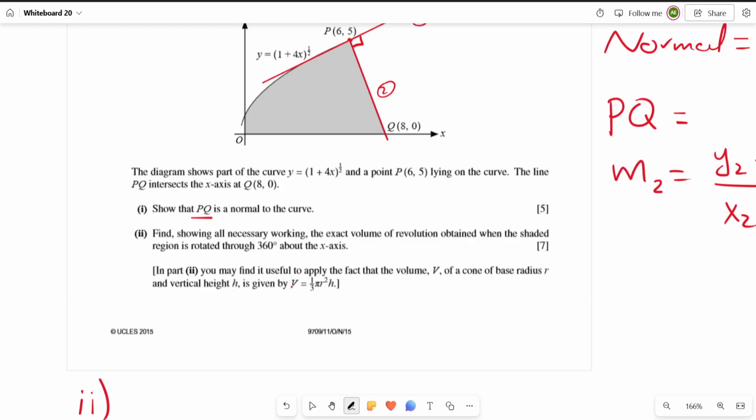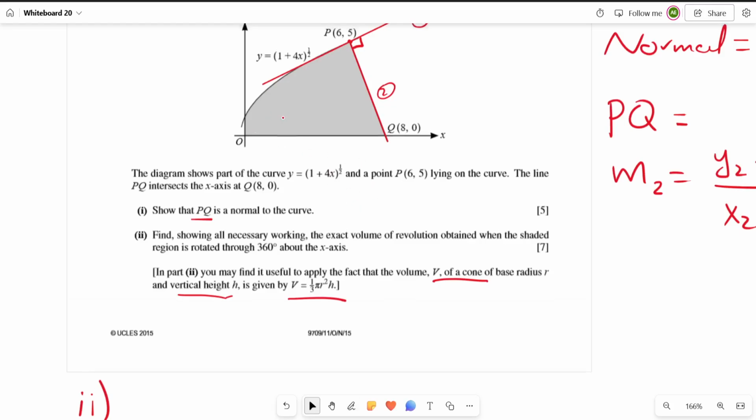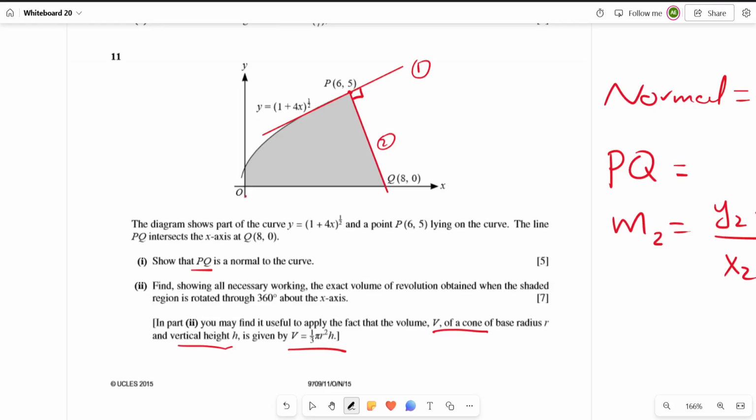Okay, and then it says, you may find it helpful to apply the fact that volume of a cone with radius r, vertical height h is given by this. Okay, so first of all, volume of revolution means that I'm going to take my curve and this whole region, and rotate it 360 degrees about the x-axis. So if I reflect it and then do this, this is basically me rotating this shape over the x-axis.